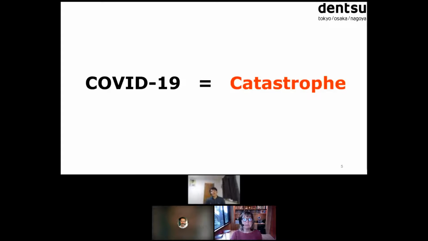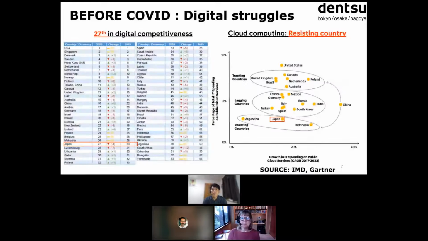So let's begin with the impact from the COVID-19 outbreak. COVID-19 is definitely an unprecedented catastrophe in our history. However, it's also a significant opportunity to change the status quo. Let me explain the background.